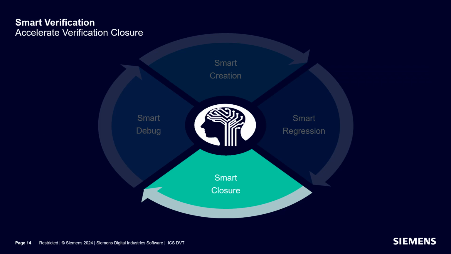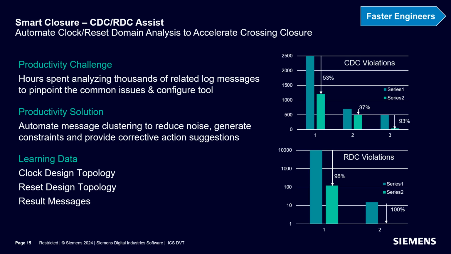The last piece of smart verification is smart closure. Here, AI ML can also help you with clock domain crossing and reset domain crossing. So we have CDC, RDC assist. They can help you automate the clock reset domain analysis and to accelerate your crossing closure. Normally we need to spend hours just to analyze thousands of related log messages, the signal connectivity, just to pinpoint the common issues in the configuration tool.